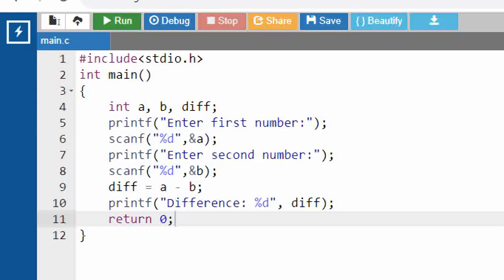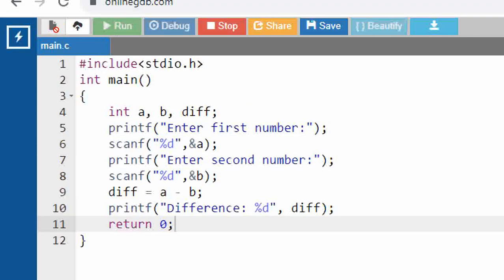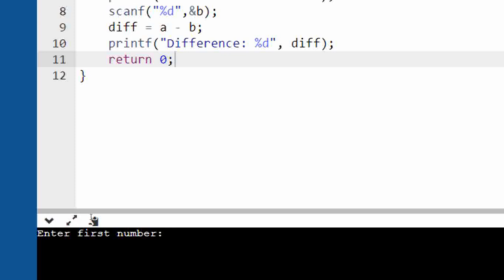One second, we have to execute this program. So click on run. So what is there? Maybe 5 and 8. What happens? Minus 3. Yes, fine. These are similar like this.